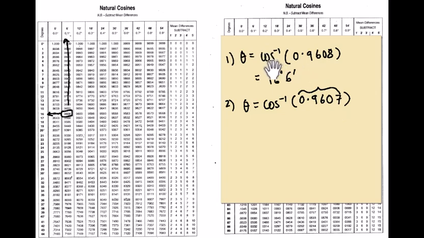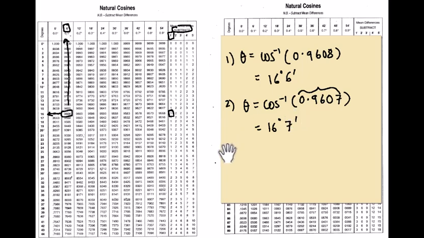We have seen in the previous example that the angle is 16 degrees 6 minutes for 9608, but now it is 9607. So if you come in the same row, here is a mean difference. If I subtract 1 from 9608, because remember the mean difference is to be subtracted, I get 9607. So what I will get is 16 degrees. Remember, you subtract the mean difference, but you add the minute. So it becomes 16 degrees and 6 plus 1, 7 minutes. This is where the subtle difference between finding the inverse in case of cosine, and sine and tan, lies.